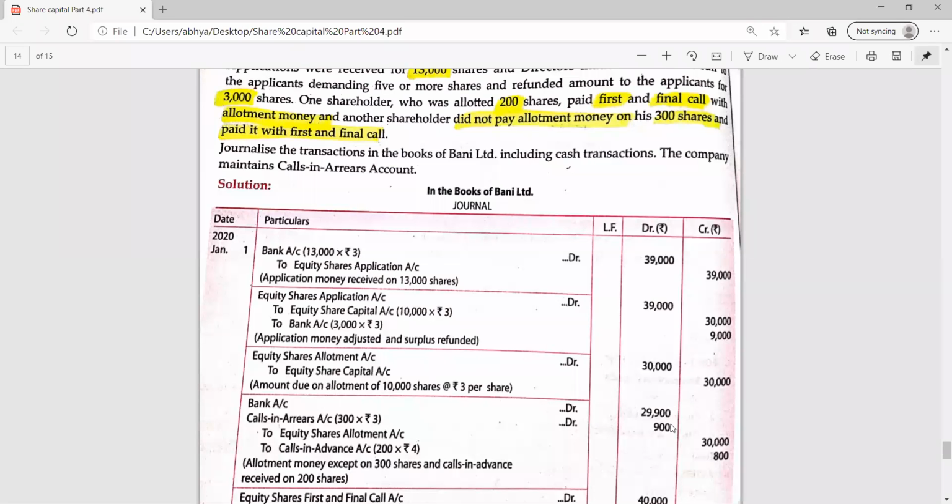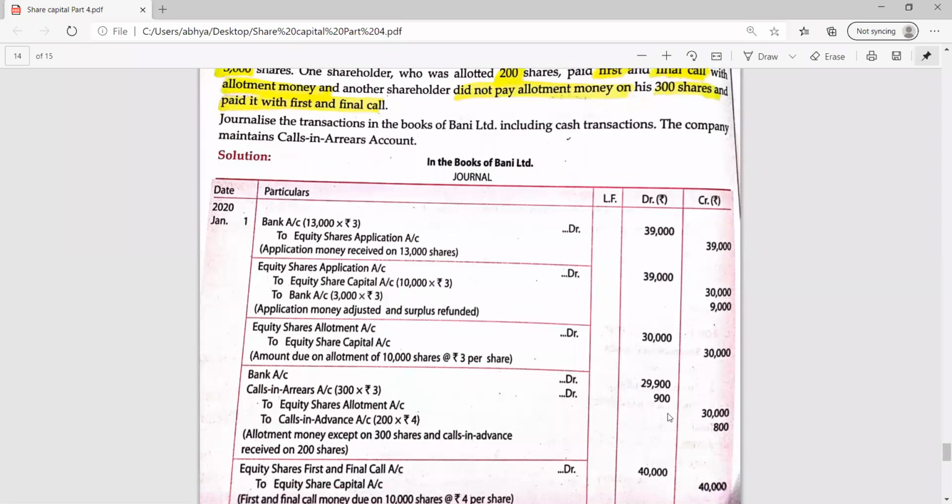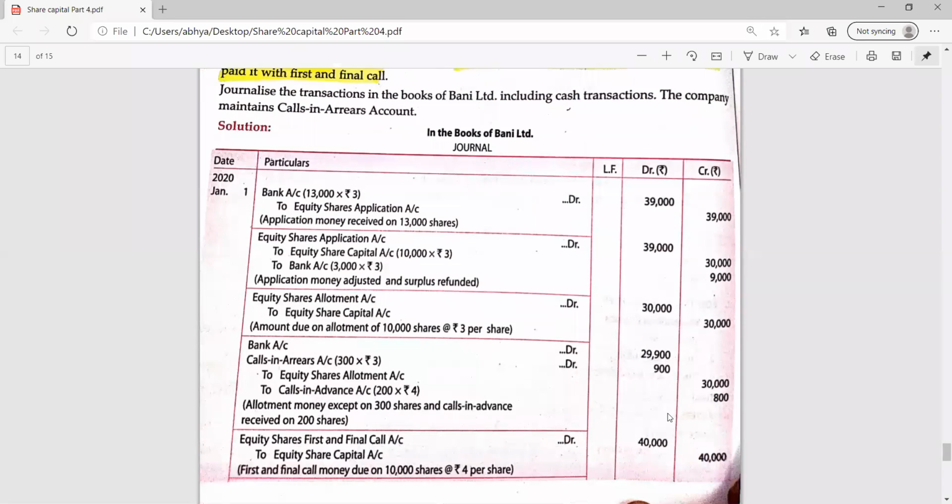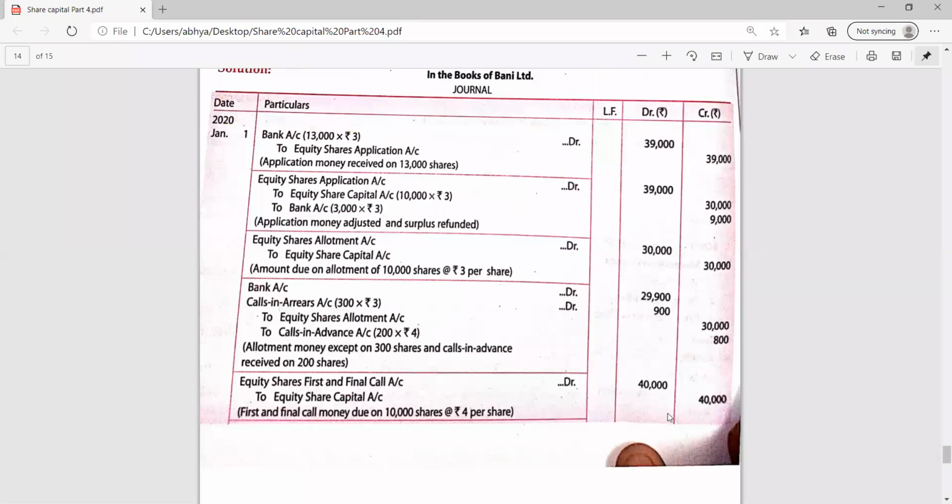So how will we find out the balance? 30,800 on the credit side minus 900. So 29,900. Am I clear? Yes, am I clear? Please tell me, am I clear with this entry?